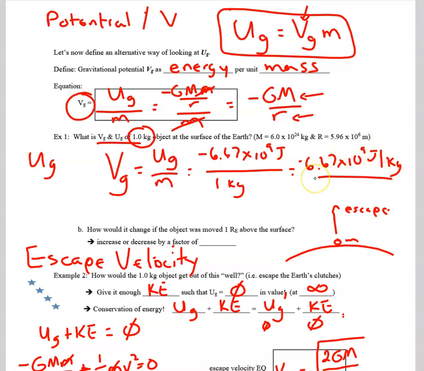Which means that when you're at the surface of the Earth, for every kilogram that you put at the surface of the Earth, you're going to have a potential energy of negative 6.67 times 10 to the 9th joules. So if you bring in 100 kilograms, you're going to have 100 times more potential energy. That's pretty much it. So problem number 1 from the homework asks you to calculate gravitational potential, and it would be basically using this equation.